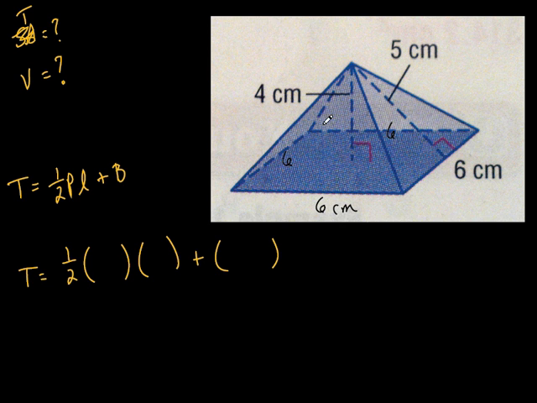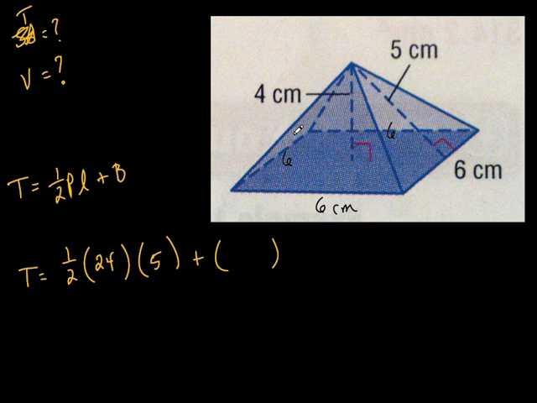6, 6, 6, and 6. 6 4s are 24, so it's just 24. Times the slant height. You can look. Now, which one of these goes down the side of it? This one right here. So that's the slant height. It's 5, so I just stick a 5 right here. Plus B, the area of the base.